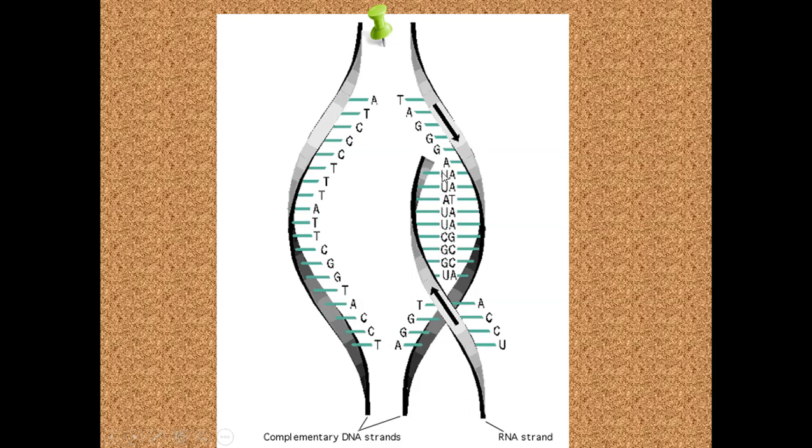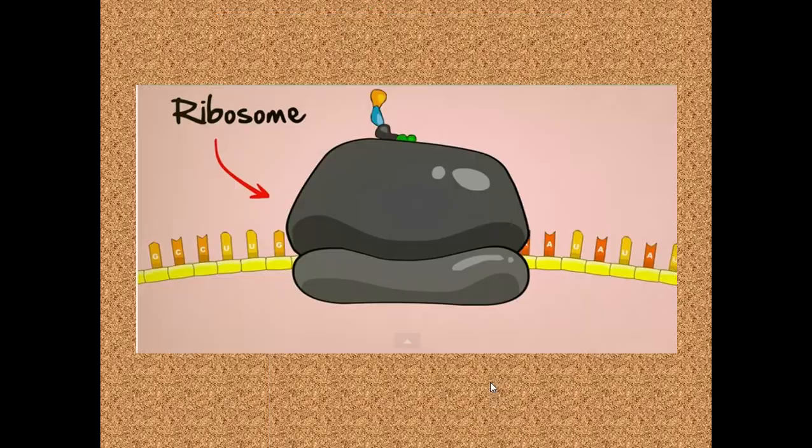Once it reaches the end, it'll be released, and the RNA is small enough to leave the nucleus and go out into the cytoplasm. It'll find a ribosome, and from there we'll get ready to read it to make the instructions into a protein through the process of translation, which we'll talk more about next class.